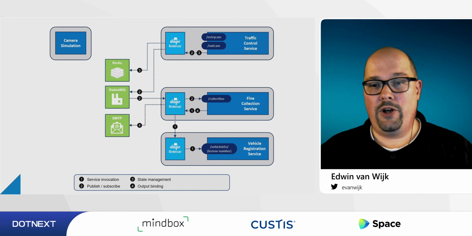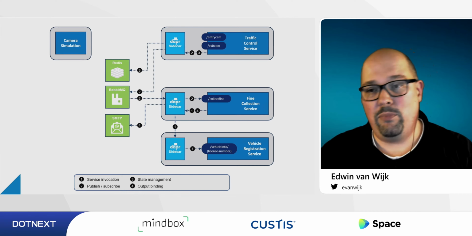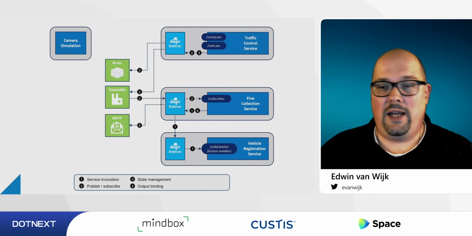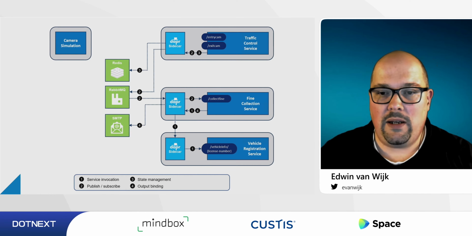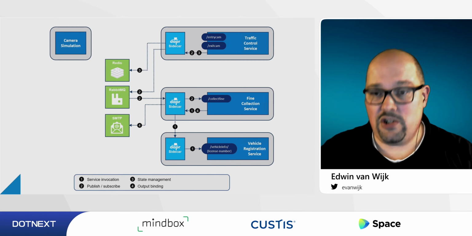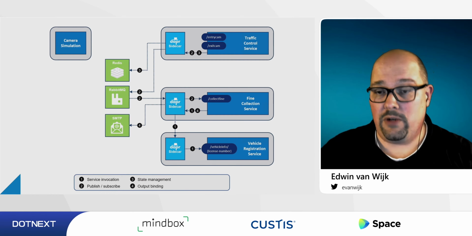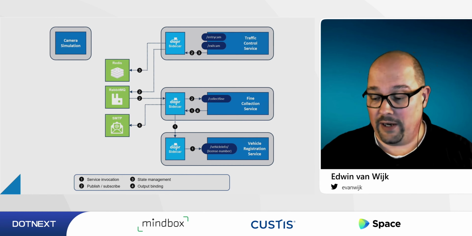Then we have an output binding. We've talked about bindings, and bindings can be either input or output bindings. And in this case, it's an output binding because we're going to use an SMTP output binding to actually send an email to an SMTP server. And this is done from the fine collection service because this service is responsible for sending the email containing the fine to the owner of the vehicle.